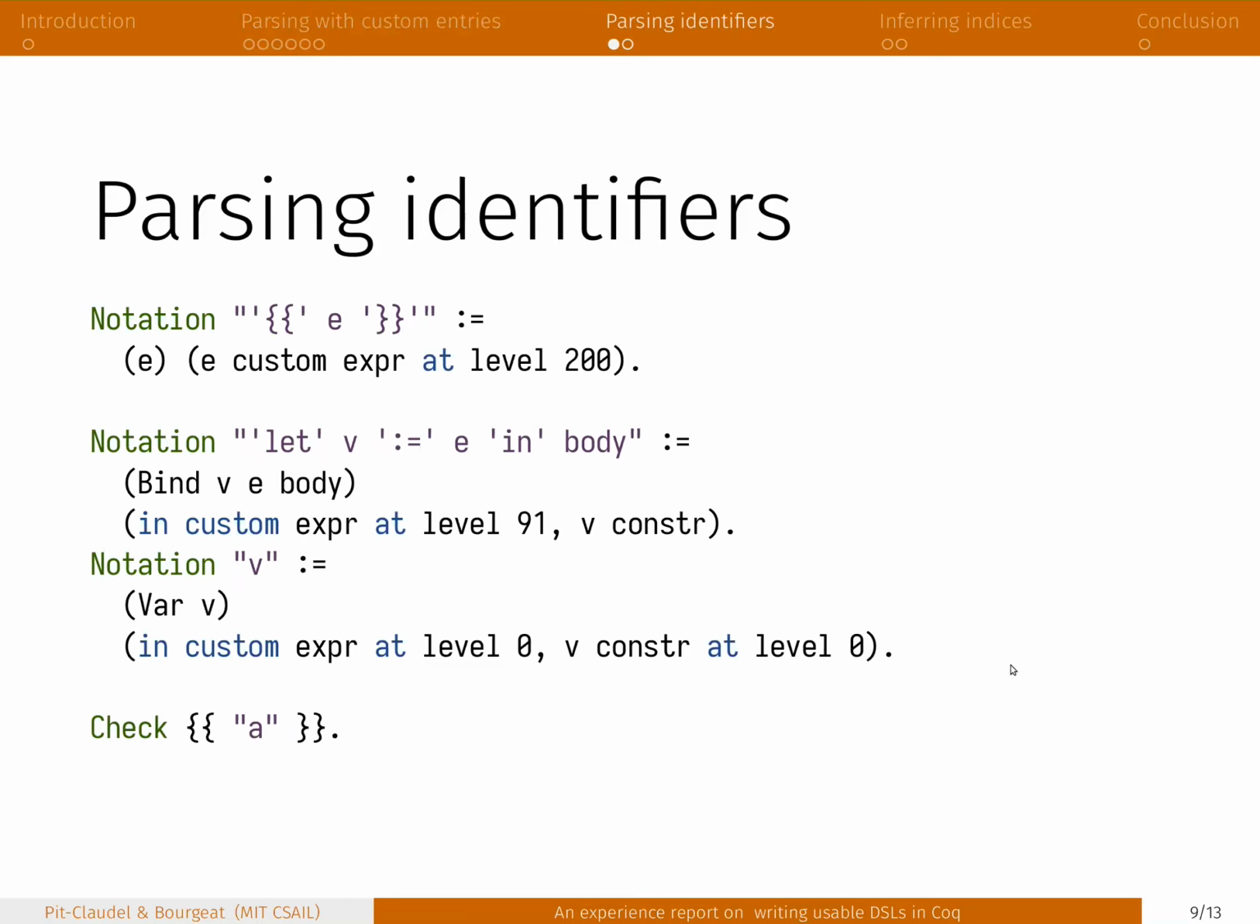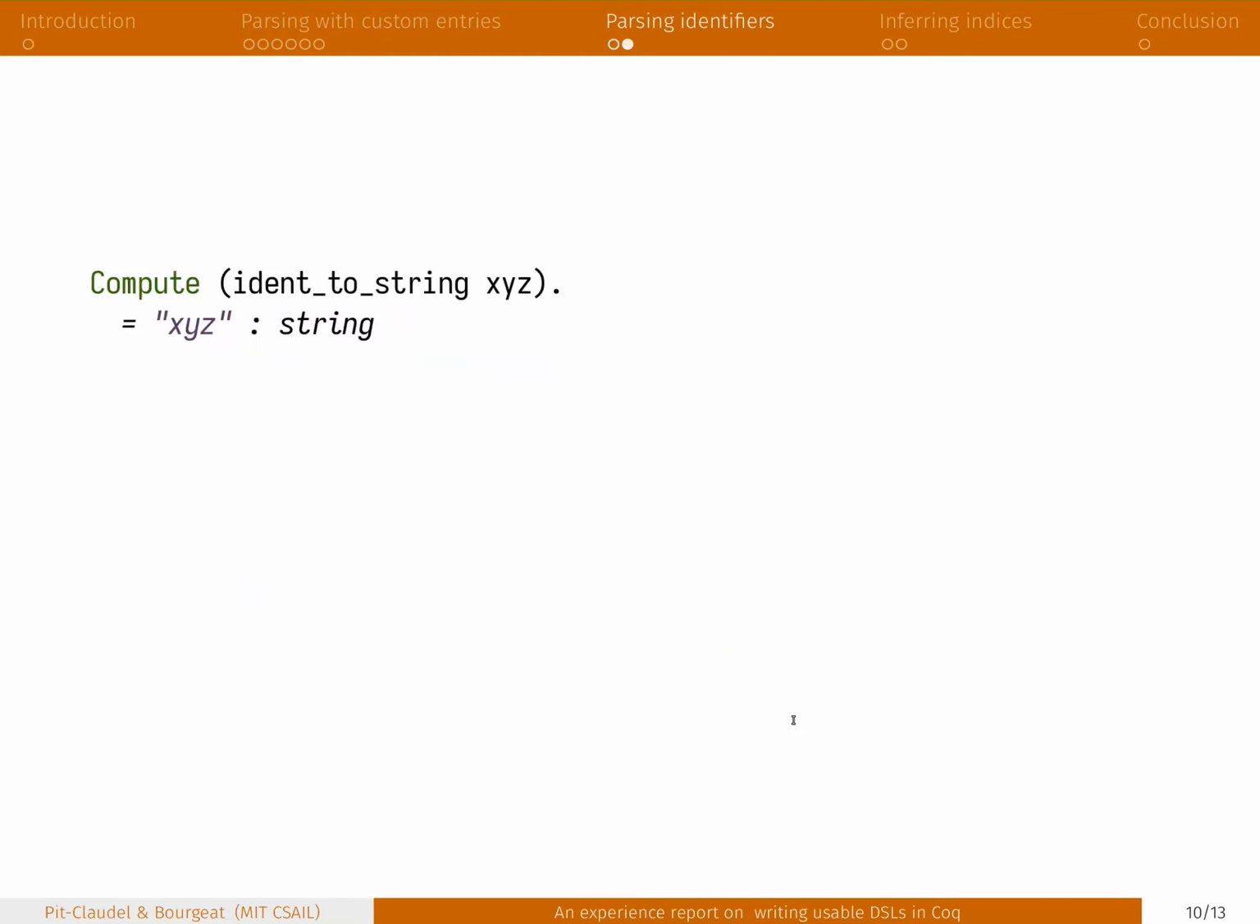This is the usual setup. One notation to enter a custom entry, one notation for let bindings, and one for variable references. But, using a small Coq library that Thomas and I wrote, all you need to automatically quote variable names is insert calls to identtostring, and it becomes possible to write variable names without quotes. The crucial part here is this identtostring notation. Let me show you how it works.